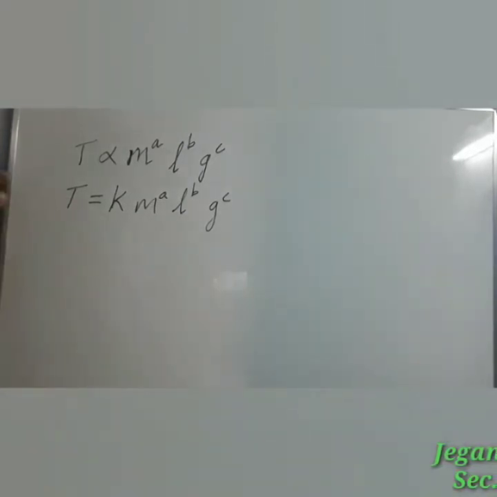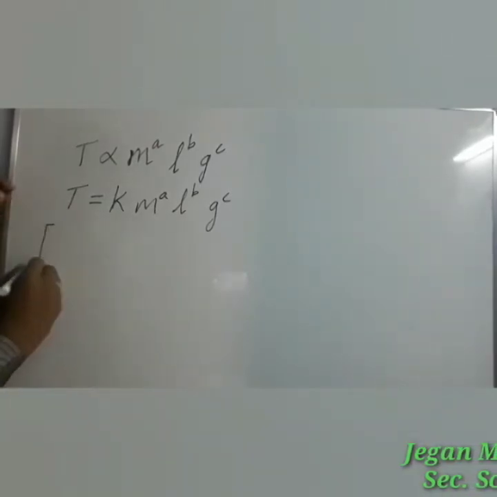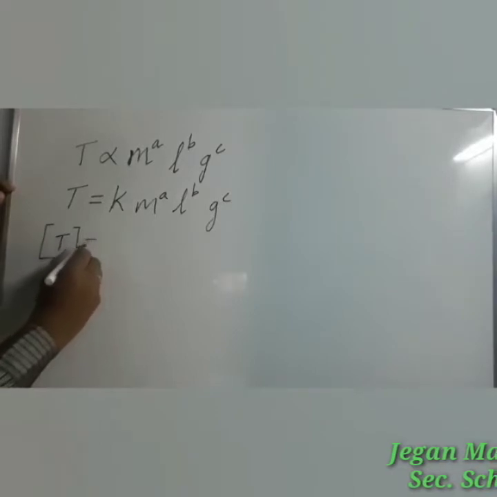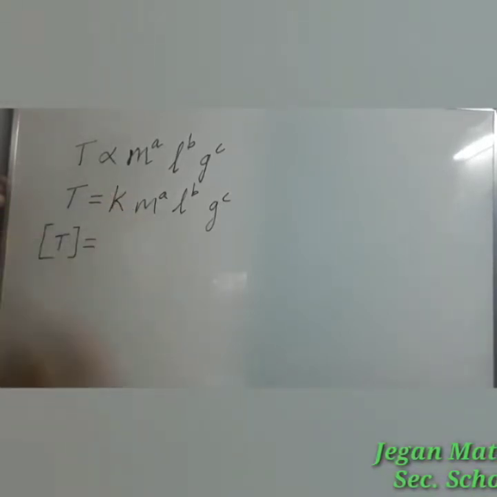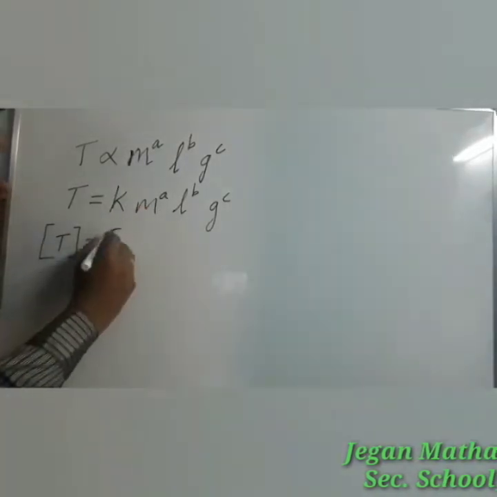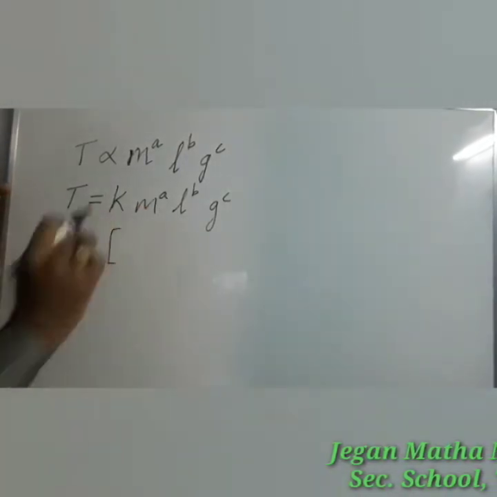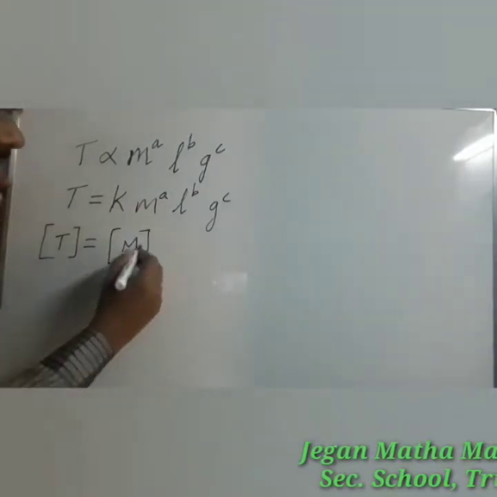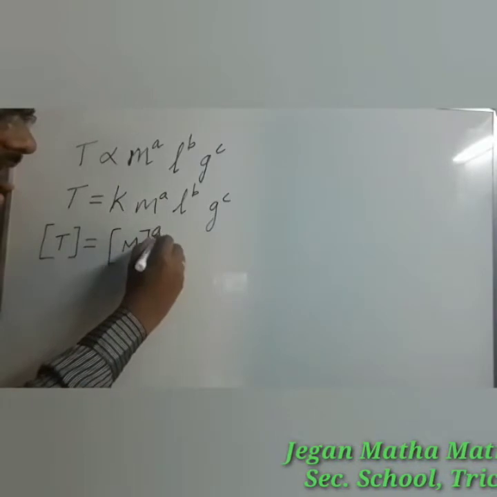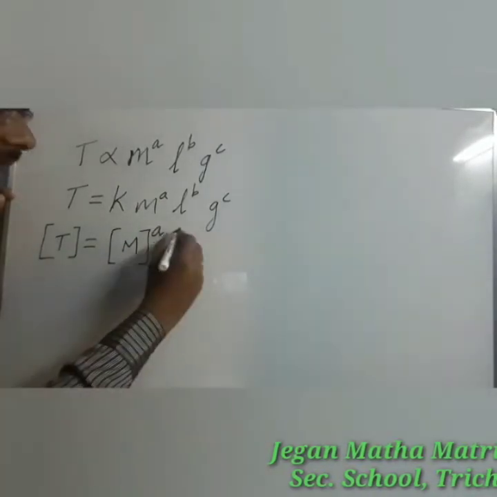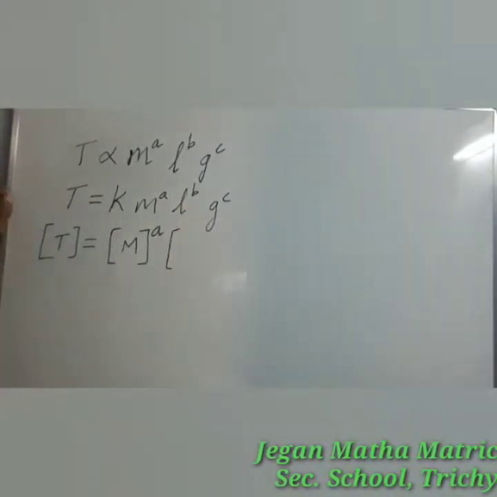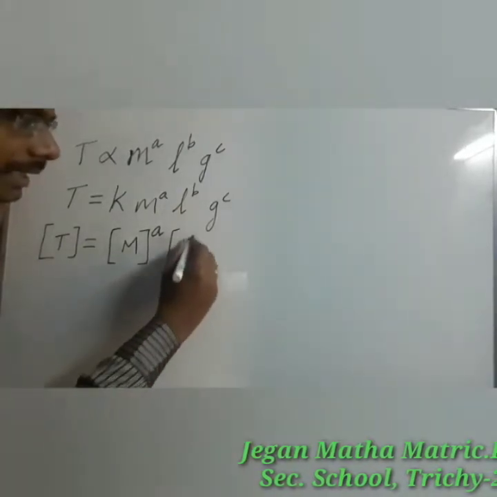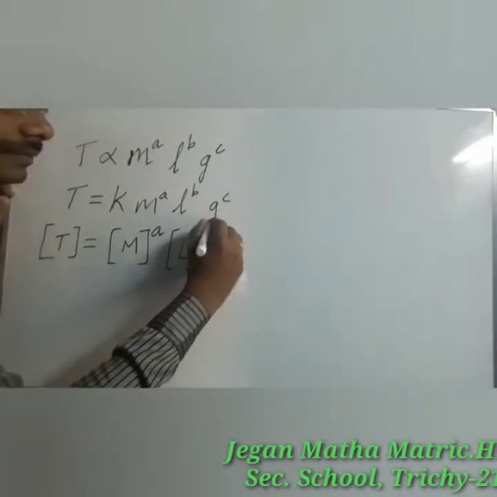So what is the dimension for the time period? For time, what is the dimension? T. So within the bracket I can write capital T. That is equal to, for k, a dimensionless constant, there is no need to write any dimension, so leave it. For mass m, what is the dimension? Capital M. Don't forget to write the dimension. Here you have taken the dimension a. Next, the length of the simple pendulum. What is the dimension for length? Capital L, power b.